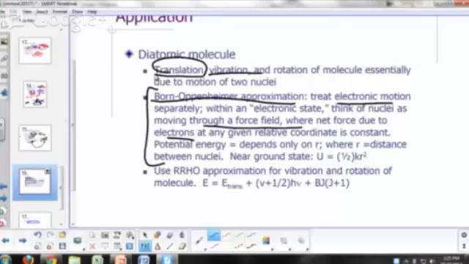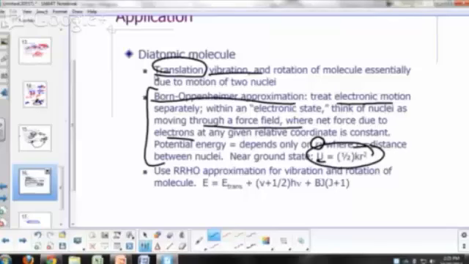So the potential energy as a function of distance will only depend on the distance between the two nuclei. Okay, R is the distance between the two nuclei. And when we're dealing with cases where we're as close as possible to the ground state, you can approximate the potential energy, which we usually represent by the letter U, as 1/2 kr squared. So that's similar to 1/2 kx squared. So we have what's called a harmonic potential.